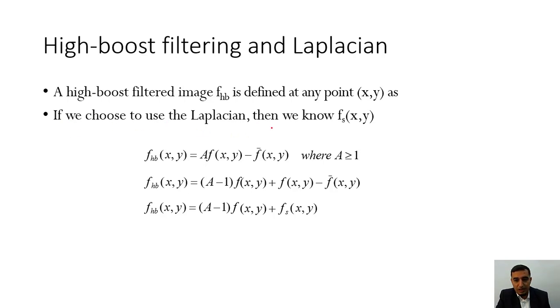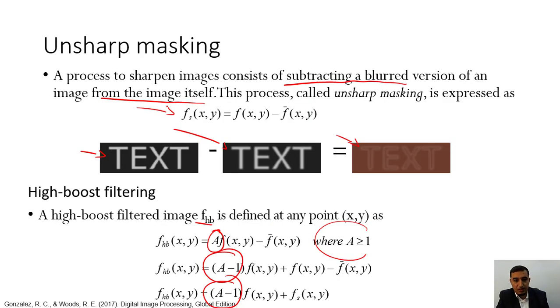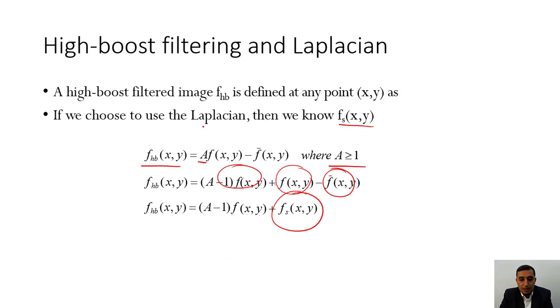as, if we chose the Laplacian, then we will know that f of xy is this. So this is the high boost filtering, A times f of xy minus f of s, A is greater than or equal to 0. Now another definition is A minus 1 multiplied by f of xy plus f of xy, which is the original image, the boosted image, minus the blurred image. Okay, also, so this is the A minus 1 times f of xy minus f of s, where f of s was defined over here as the unsharp mask image.